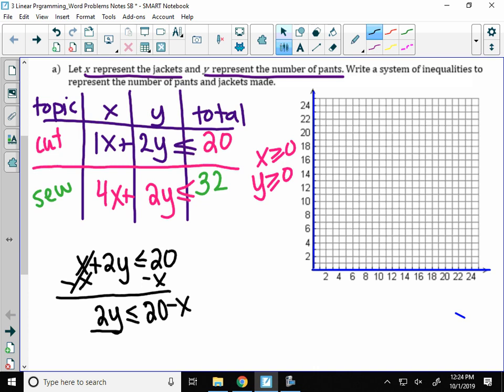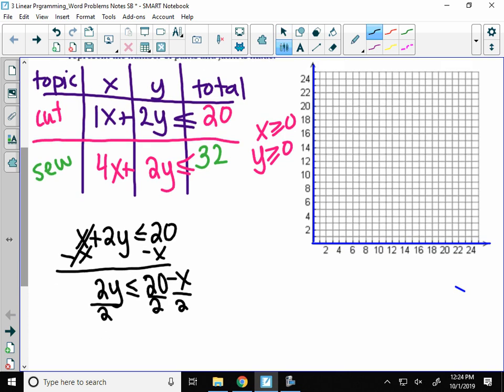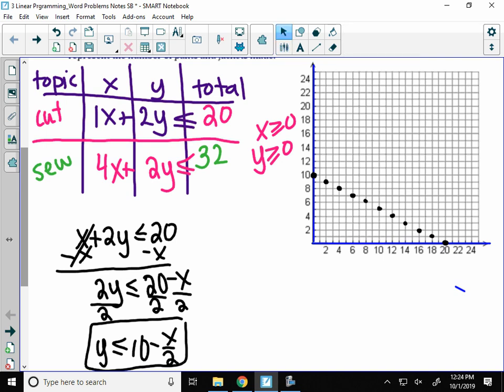Okay, and then divide by 2. So I'll get y is less than or equal to 10 minus x over 2. And once you get that one, make sure when you graph, you plot as many points as you can. Don't just plot the endpoints and connect, because these feasible regions with all the grids are going to get really sloppy really fast unless you're careful. And that took me all of like 2 seconds to plot those points. So just plot them, and then use your ruler to connect for that one.